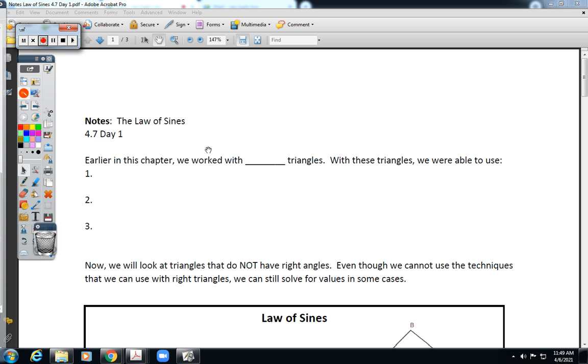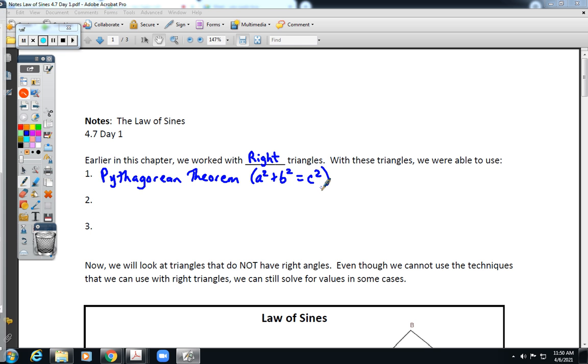Earlier in this chapter, even, we've discussed how to deal with right triangles. And when we dealt with right triangles, we had 3 pre-established tools from geometry that we could use to solve right triangles. We had the Pythagorean theorem, which we're all very comfortable with, a squared plus b squared equals c squared, where c is the hypotenuse. Yes? It relates to 3 side lengths of our triangle.